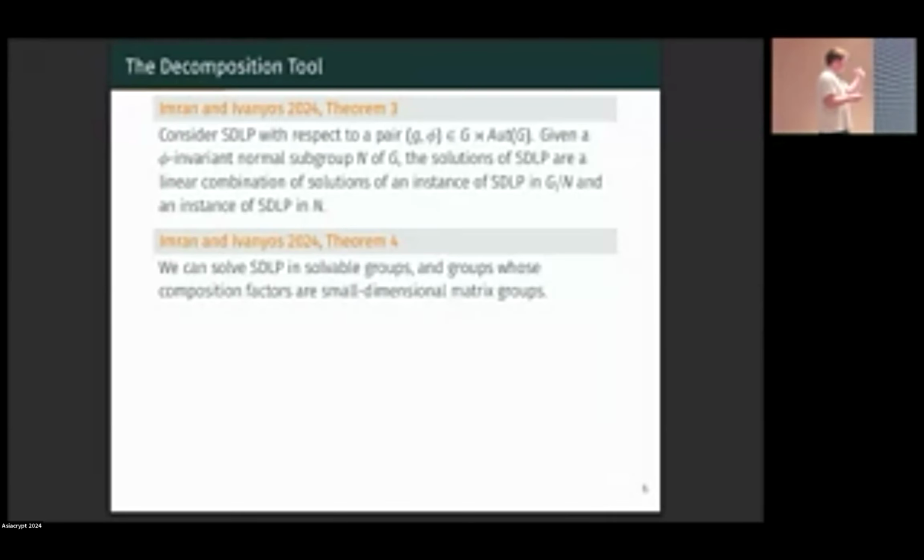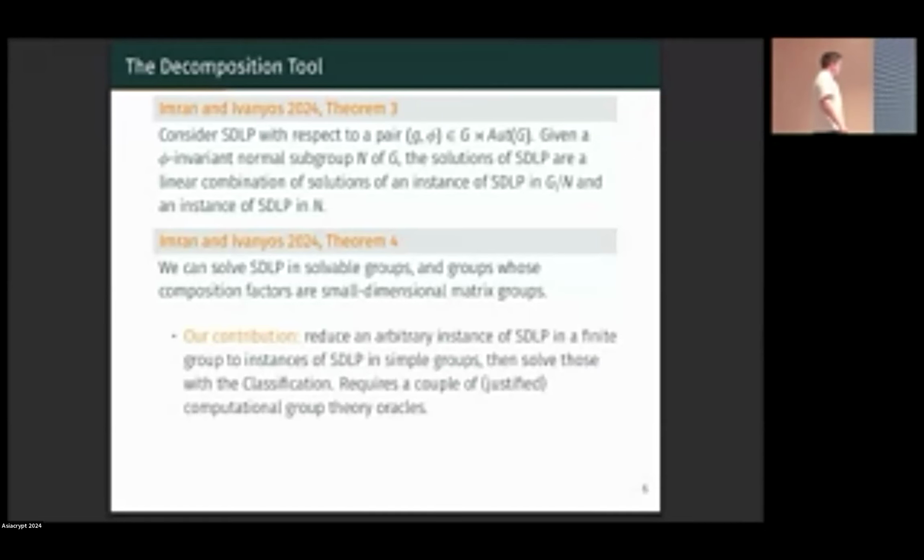And they use this to show that you can do SDLP in all the finite solvable groups, as well as some less catchy groups, basically whose composition factors are small enough linear groups. So we complete this program effectively.